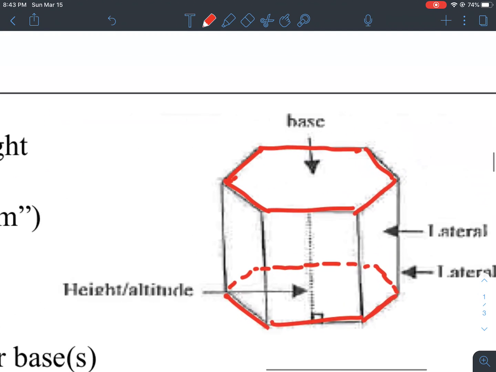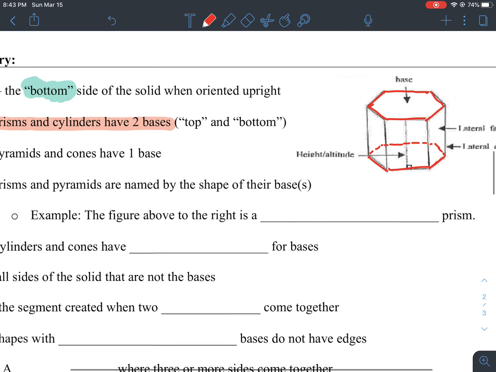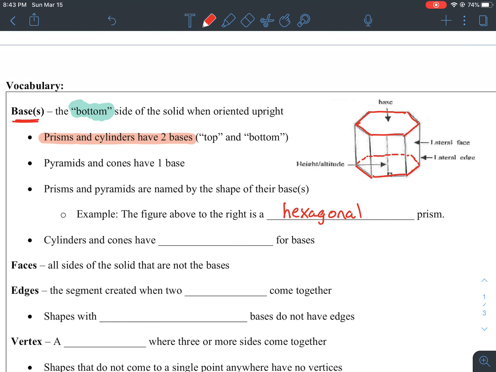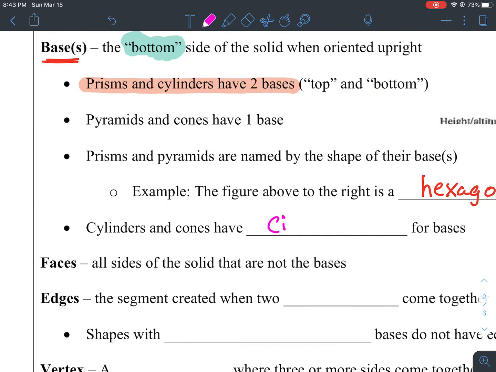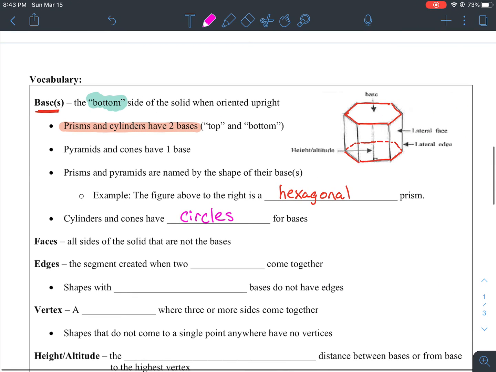Okay. Now, prisms and pyramids are named by the shape of their base. So in this case, we can see that this base has 6 sides to it. So we would call this a hexagonal prism. Again, if it had 5 sides, that would be a pentagonal prism. If it had 8 sides, it would be an octagonal prism. So pyramids and prisms are named based on the shape of the base. Now, cylinders and cones will always have the same shape for their base, and that's going to be a circle. So cylinders have circular bases, cones have circular bases.